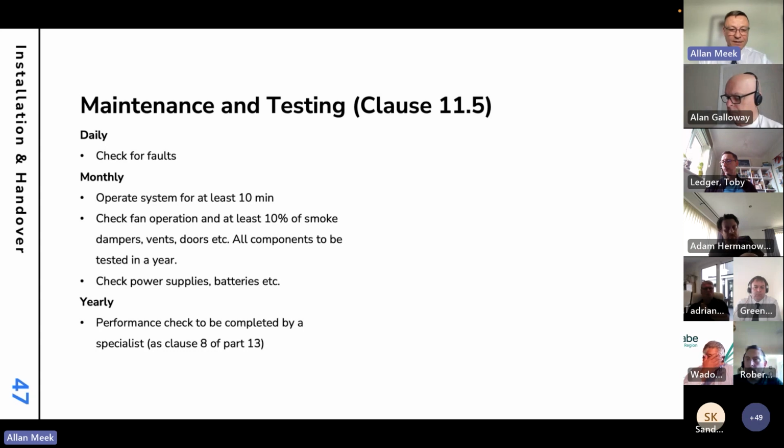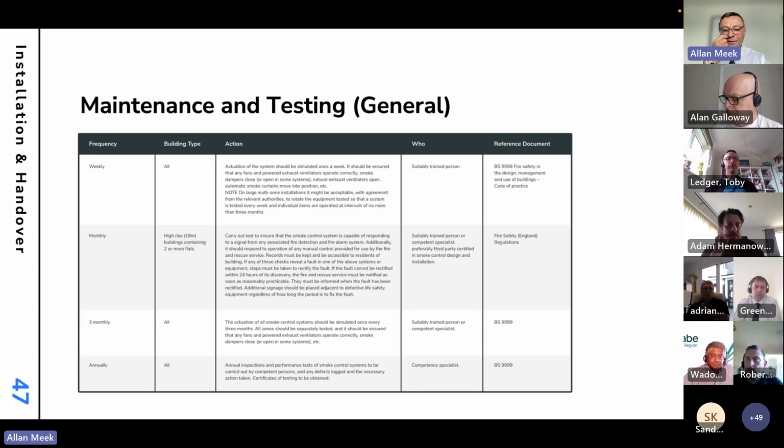And then yearly, there's a performance check that needs to be completed by a specialist, which is fully detailed in Clause 8 of Part 13. Here it's probably a bit difficult to read, but I can send you a copy of this if you want. This is a summary of the regulatory testing requirements, mainly through BS 9999, but also the new fire safety regulations. So the fire safety regulations have put in some additional requirements for high-rise residential buildings over 18 metres containing 2 or more flats.